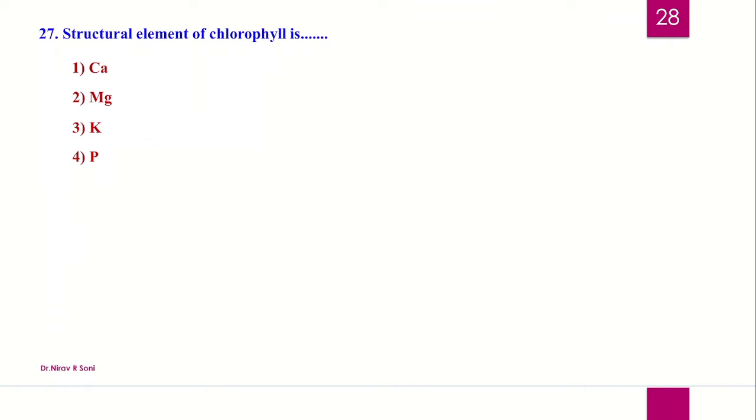The structural element of chlorophyll is magnesium, at the center surrounded by the 4 tetrapyrrole rings. That's why you should choose magnesium. Always remember chlorophyll contains the porphyrin ring.